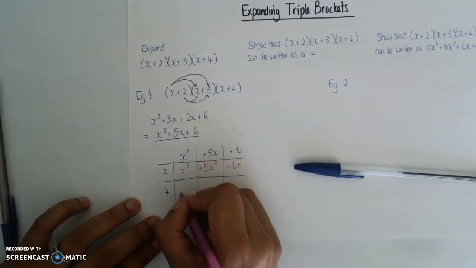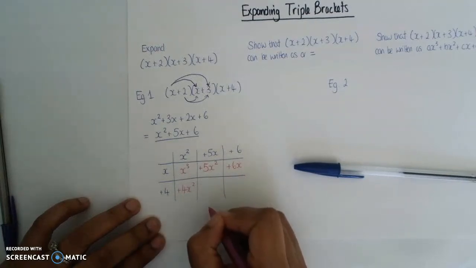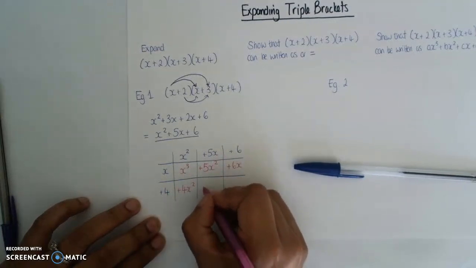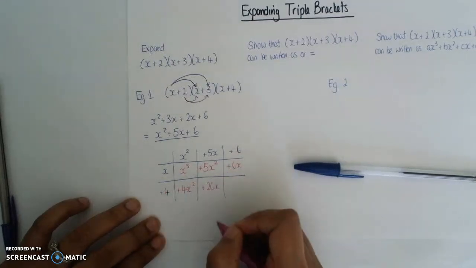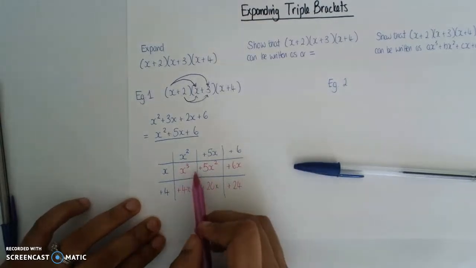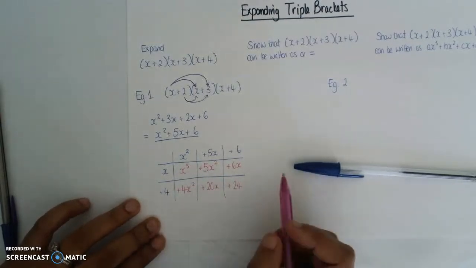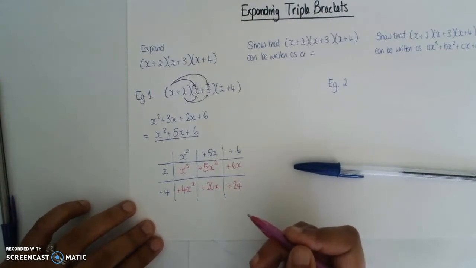4 times x squared, let's put the positive in, it's 4x squared. 4 times 5x is 20x. 4 times 6 is 24. So these bits that I've done in pink are all of the terms of this new expression that we're going to get, but we do need to simplify it.